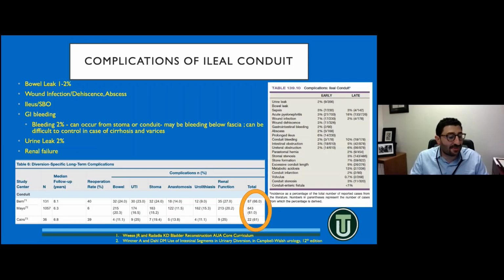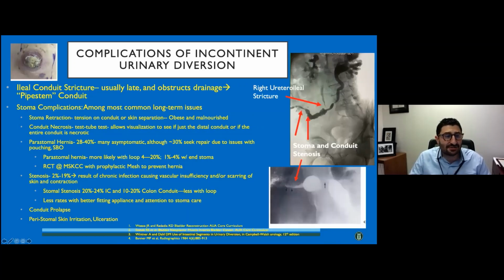So I'm going to skip the quiz just in the interest of time. The complications of ileal conduit: bowel leak 1 to 2%, wound infection, dehiscence, ileus, GI bleeds, urine leak around 2%, renal failure. As you can see, the complication rates overall around 60%. So these are not benign surgeries.